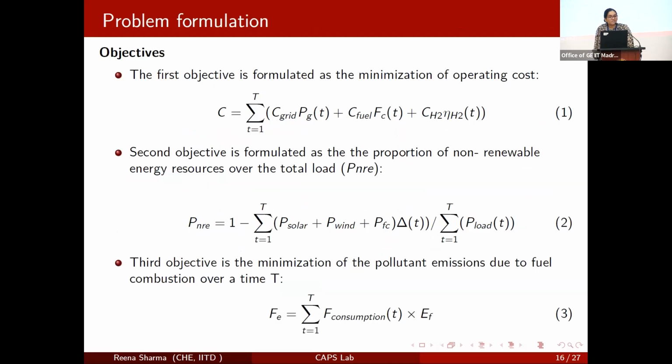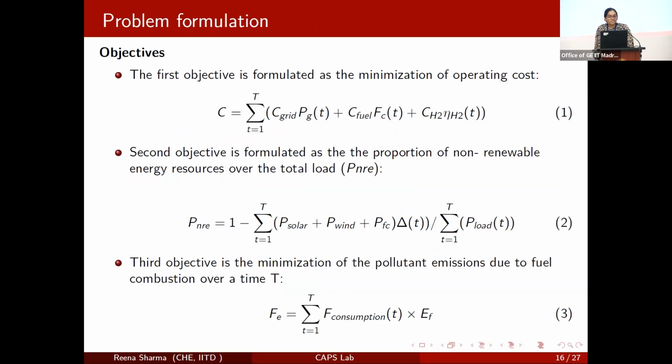First objective, let me start with minimizing the operating cost of the system, where we have the cost of the grid times the power of the grid, the cost of fuel times the fuel consumption, and the cost of hydrogen multiplied by the hydrogen consumption. The second objective is formulated as the proportion of non-renewable energy resources, or we can say minimize the proportion of non-renewable energy resources.